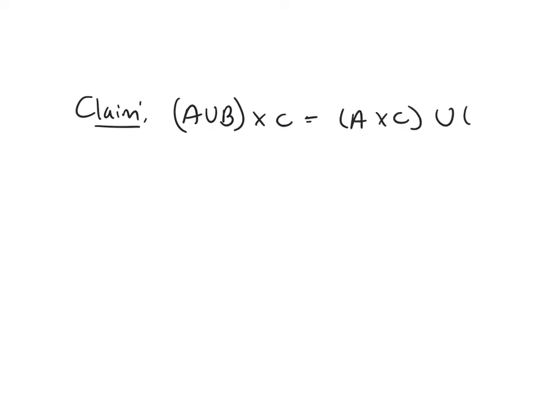So in our last video, we ended with this claim that A union B cross C is equal to A cross C union B cross C. And now what we're going to do is prove it. Well, really, I guess instead of saying claim, I should say conjecture, but those really mean the same thing.